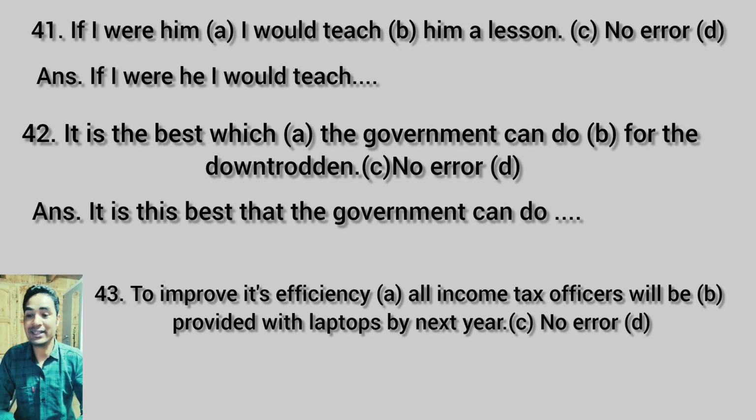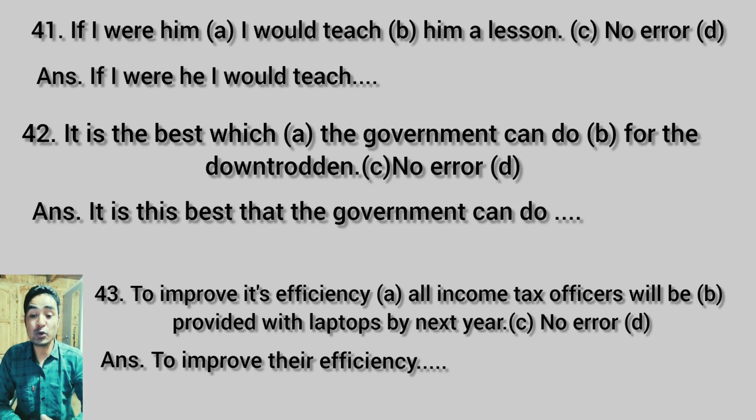Question number 43. To improve its efficiency, all income tax officers will be provided with laptops by next year. What is the error in this sentence? Correction. Here the correction is to improve their efficiency. All income tax officers will be provided with laptops by next year. But why? Because here, as you know, we are talking about plural officers. For plural we use their, not its. Its is used for singular, for non-human beings, for things. Here we are talking about officers.